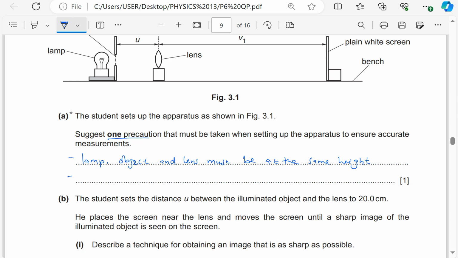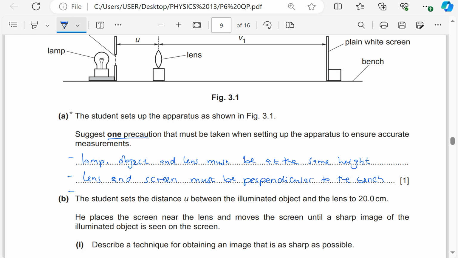Number two, you can say the screen and the lens must be perpendicular, or at right angles, to the table or the bench. If the lens is bending towards one end, then the measurements are not going to be accurate.